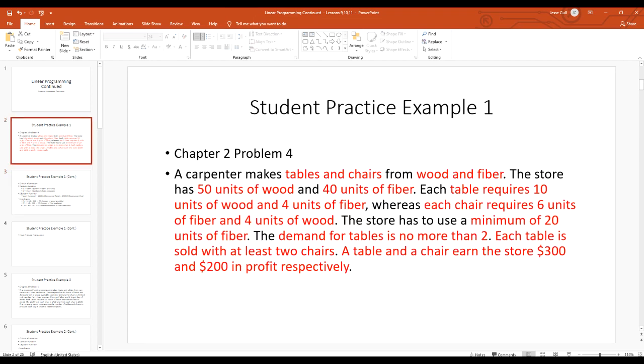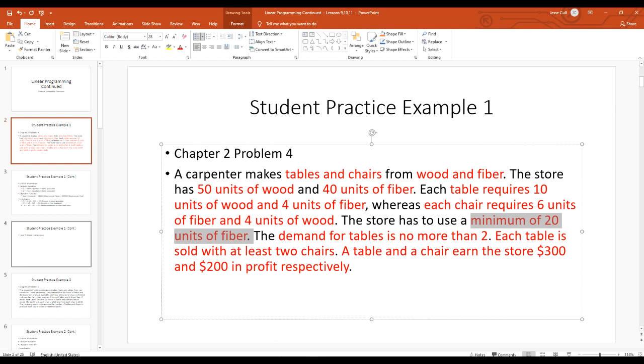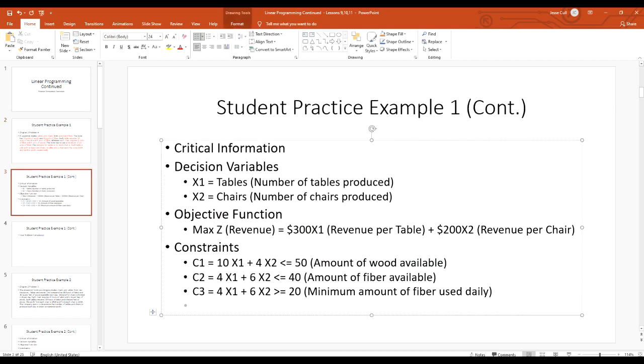So we go back here, and now we've covered this. But we have another one. Demand for tables is no more than 2. So up here, we go back, and we say C4. We see that tables is x1. So x1 is less than or equal to 2. If x1 is 2, no problem. If x1 is more than 2, it's impossible. It's not a valid solution because that's the demand for tables daily.